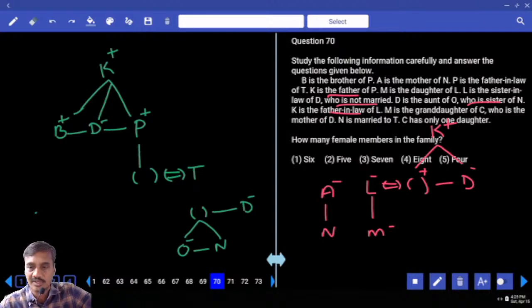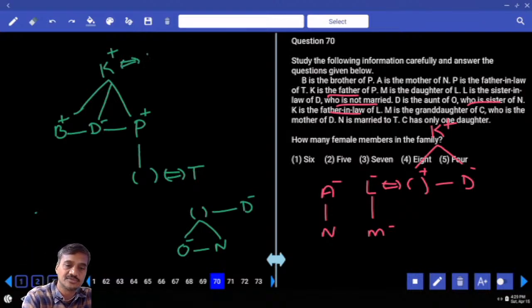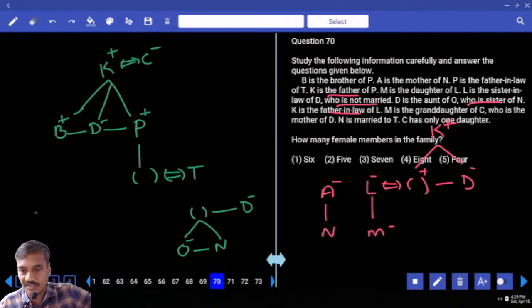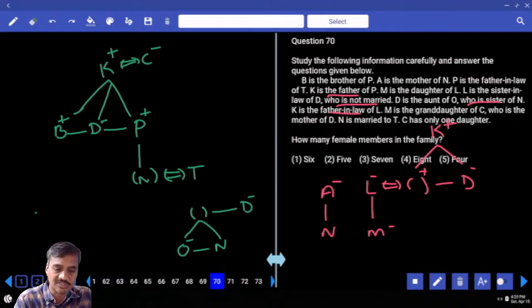And next one. M is the granddaughter of C. And C, who is the mother of D? Now C is the mother of D. And N is married to T. N is married to T, N is at this place. And C has only one daughter. Now D is the daughter.